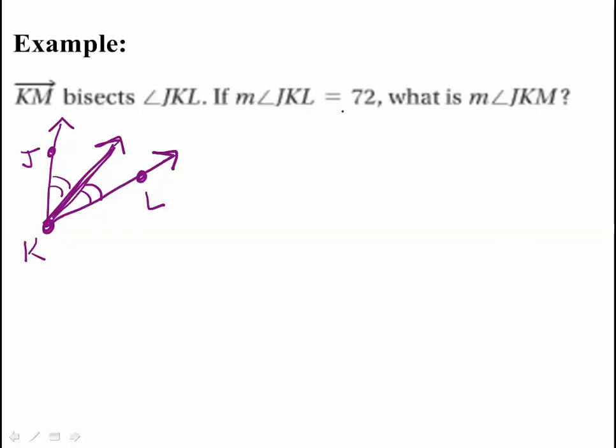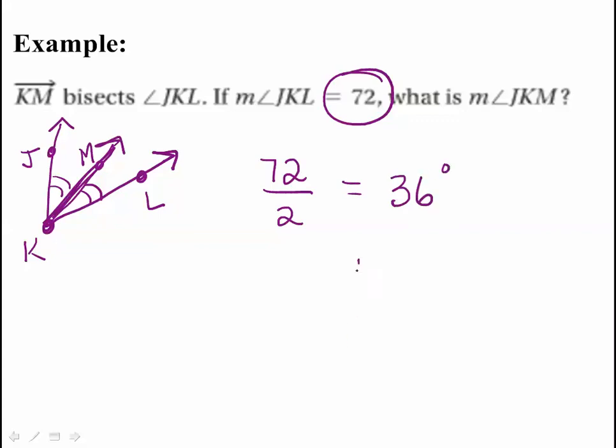Notice that angle JKL is the larger angle, and it's 72 degrees. So JKM must be half of that. Or in other words, I simply need to take 72 and divide it by 2 to get 36. So the measure of angle JKM is 36 degrees.